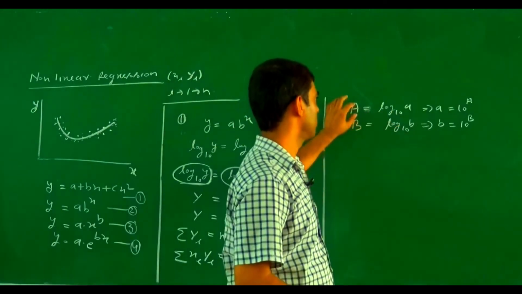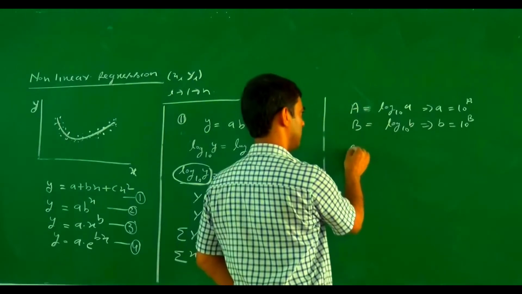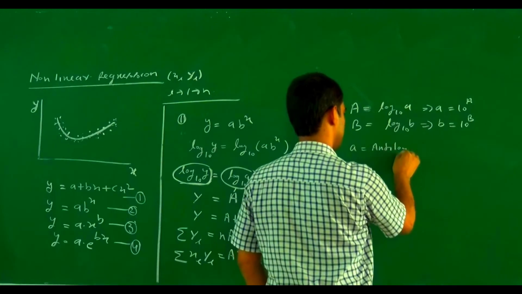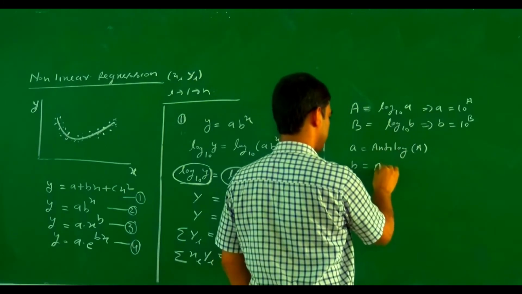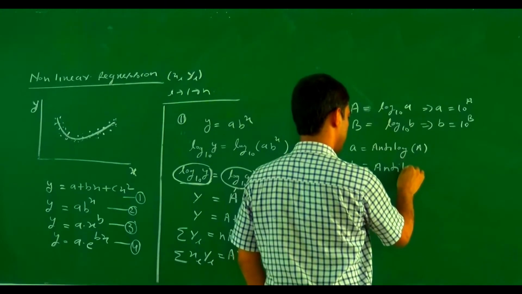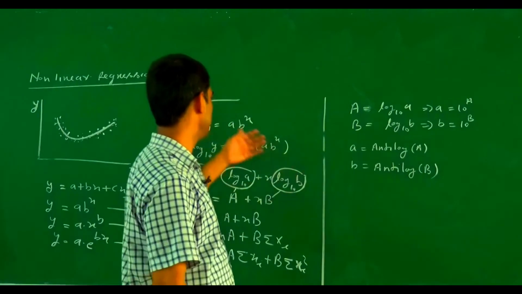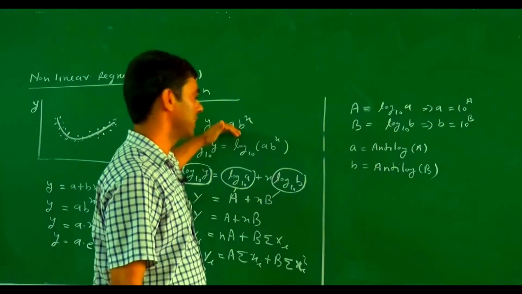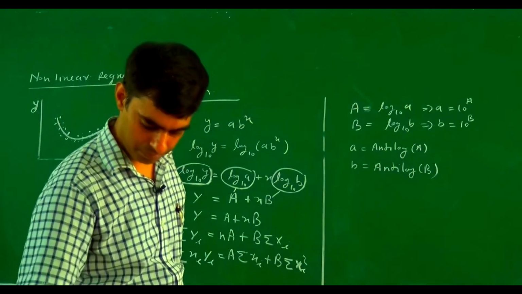We take the anti-log of capital A and the anti-log of capital B, or you may write a equals anti-log of A and b equals anti-log of capital B. So once we find the values for A and B, putting the values of small a and b here, we find the required form of the nonlinear regression.